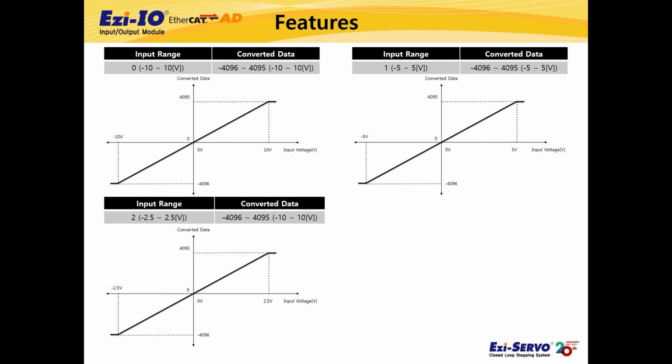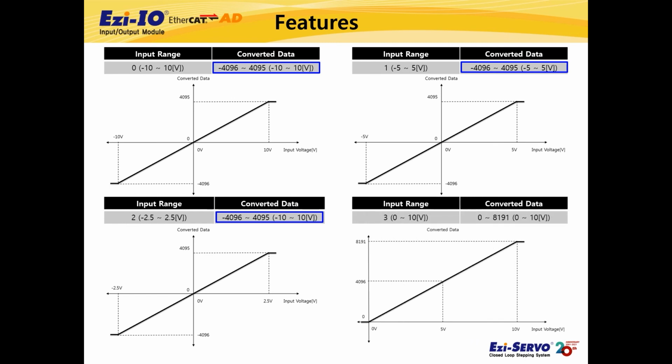When the input range value is 0, 1, 2, that is, when the voltage input range is -10 to 10 volt, -5 to 5 volt, and -2.5 to 2.5 volt, the analog data value of the corresponding voltage range is converted to a digital value between -4096 and 4095. When the input range value is 3, that is, when the voltage input range is 0 to 10 volt, the input analog data value is converted to a digital value of 0 to 8191.